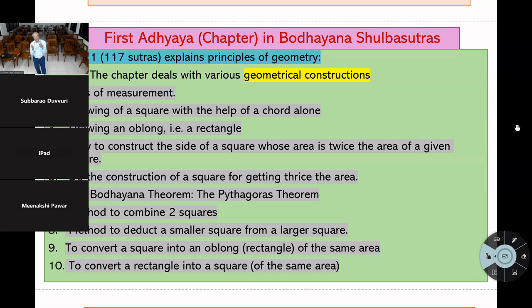Now there are different constructions which are there. You will be surprised that first constructions were discussed there. Method to combine two squares.